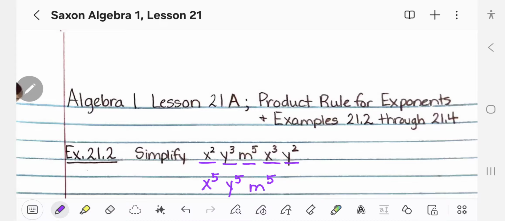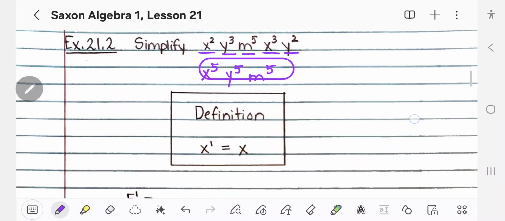Now, there's several different ways that I could write that. I could write that in a different order, and that would totally be fine. I could write y to the 5th, x to the 5th, m to the 5th, okay? Doesn't matter because it's okay to multiply in a different order. And there's lots of other different ways we could do it as well. But as long as you have the base correct and the exponent correct, you got it correct.